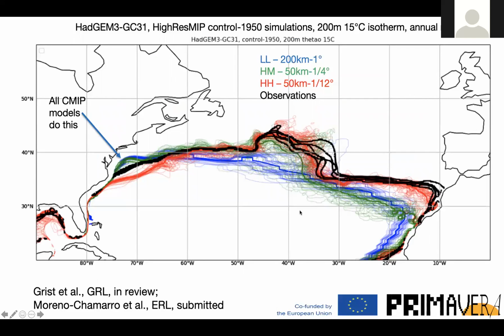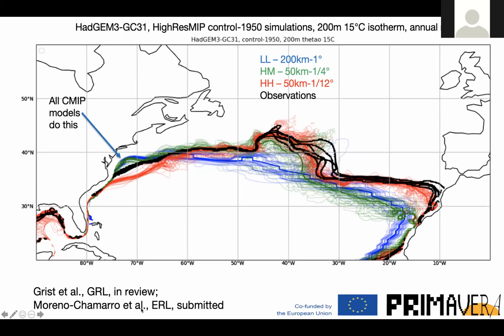There is a paper now talking about the consequences of resolving the ocean more credibly, and where the 15-degree isotherm is. The black is the observations, and many of the traditional CMIP models have this error here, and then downstream become way too zonal and have quite an error in the position of that isoline, while the higher resolution models, even driven with a mid-resolution atmosphere, are able to capture this.